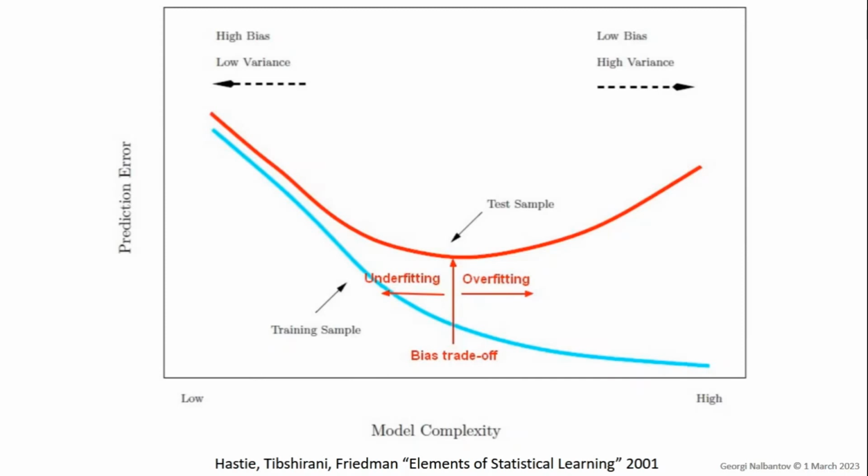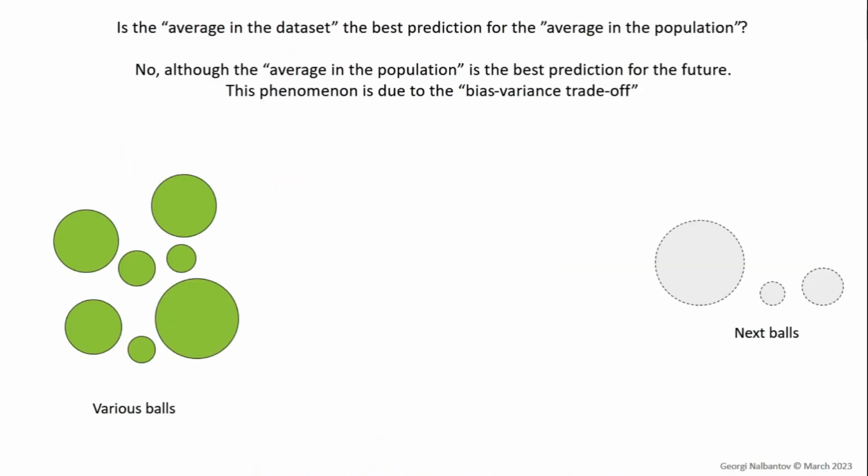We'll make this graph with numerical values, and we will see that when the model is unbiased, so when the bias is 0, we'll see what this means, then this model is never optimal. So we start with a very simple example. We have a data set of green balls. We would like to predict the size of the next ball.